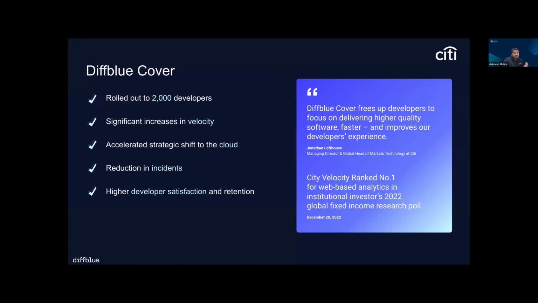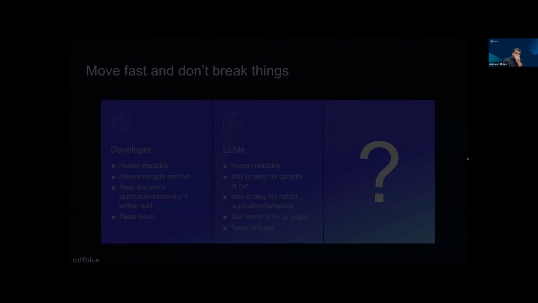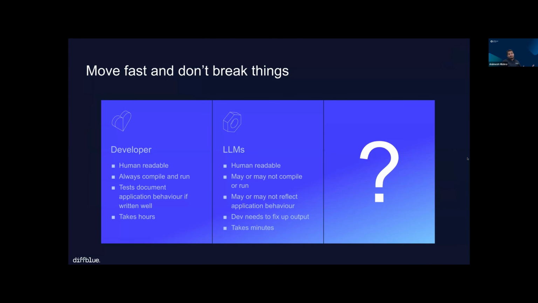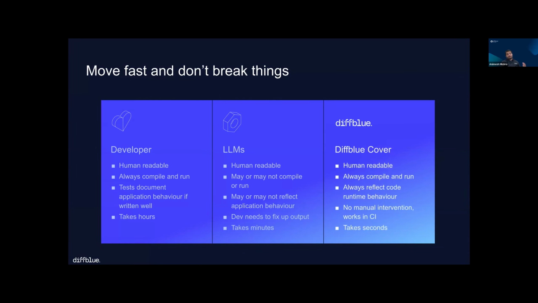So we started off posing the question, is there a better way from what we have today? A developer human written test or LLMs? And we say that yes, with Diffblue, you can indeed move fast without breaking things. Diffblue Cover writes human readable unit tests, which always compile and run. They always reflect the runtime behavior of the code, and they work without any manual intervention, which makes it a very nice fit for automation within your CI pipelines.